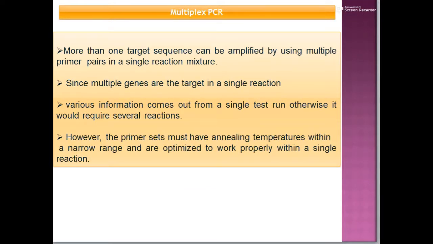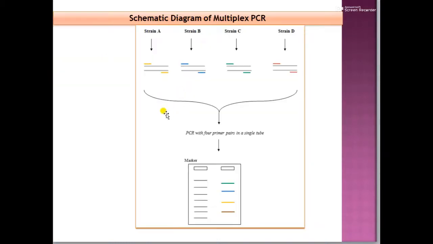Then you also have a multiplex PCR, where more than one target sequence can be amplified by using multiple primer pairs in a single reaction mixture. And since multiple genes are targeted in a single reaction, it is called a multiplex PCR. Various information comes out from a single test run, otherwise it would require several reactions. So what does it mean? You're using multiple primers here. So you look at this particular reaction.